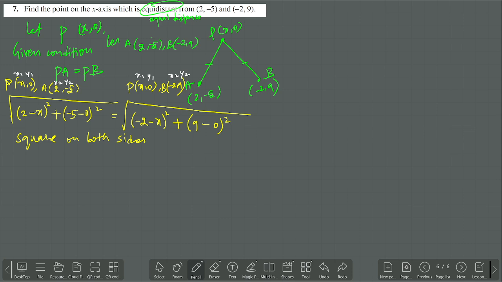Then what do I have remaining? 2 minus x, the whole square, plus minus 5 minus 0, just minus 5 square, equal to.